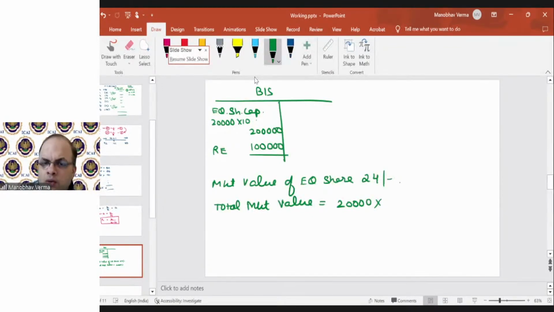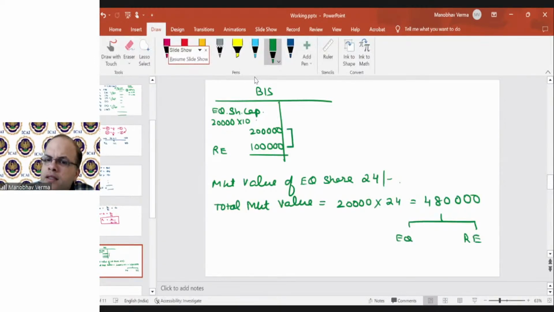So 20,000 into 24 is 480, which is the total market value. Now, if I had to see how much is equity and how much is retained earnings, my book values are 2 lakhs to 1 lakh. Can we say 2 is to 1? That means 320 and 160 would be my market values.